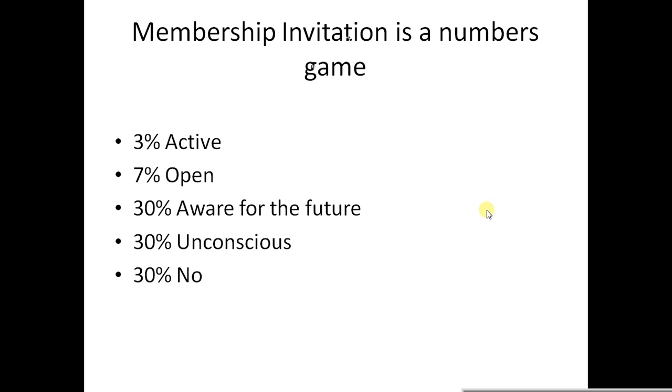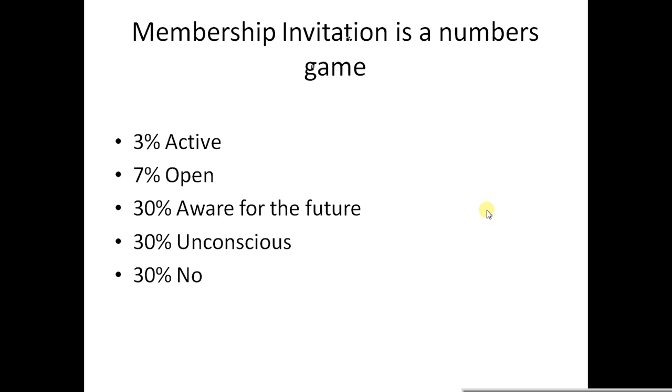Invitation is a numbers game. Whenever you're trying to invite people to your organization, it's a numbers game. Let me explain this. 3% of people are active, and they're going to be open to the idea of you inviting them to a meeting. Just the 3%. 7% are going to be open to the idea of you inviting them. Now, they might not necessarily say yes, but they're at least open to the idea. So that's your best chance. These 10 people right here. That's your best chance.